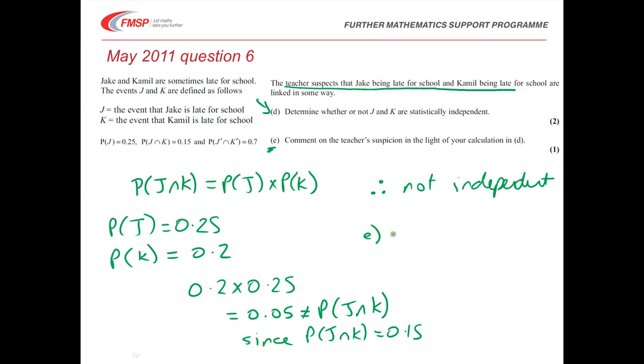So for part E, you would say something along the lines of yes, since they are not independent. And if you want to just clarify that, you could say therefore they are linked. Or you could be more English based and say the teacher's suspicion is correct since, but anything just saying that would be correct.